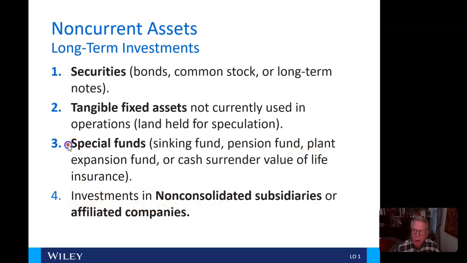Then our special funds here, we have a sinking fund. That's where we put aside some money for paying back things like bonds. A pension fund where we accrue money in advance of people retiring. And plant expansion fund, that's pretty self-explanatory. And the cash surrender value of life insurance. And then number four, investments in non-consolidated subsidiaries or affiliated companies where we've invested in those.